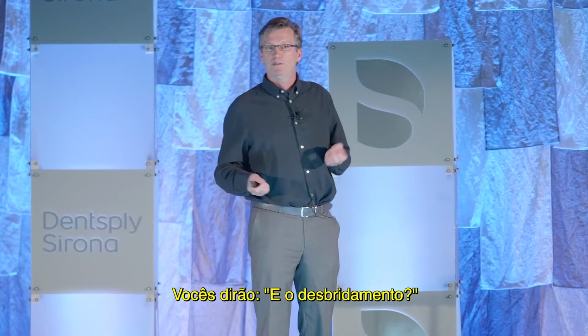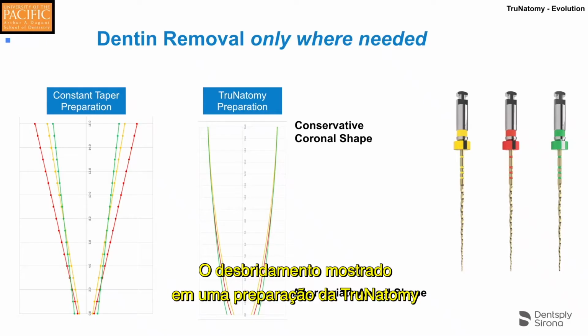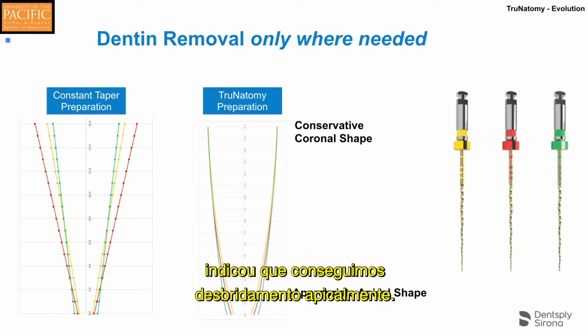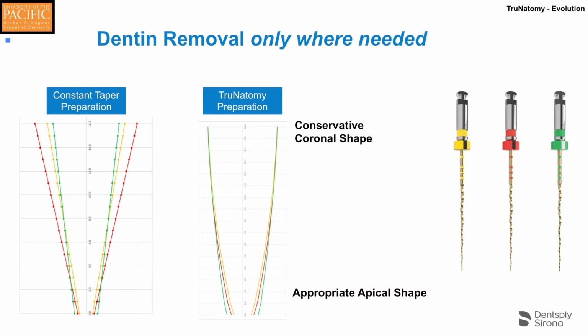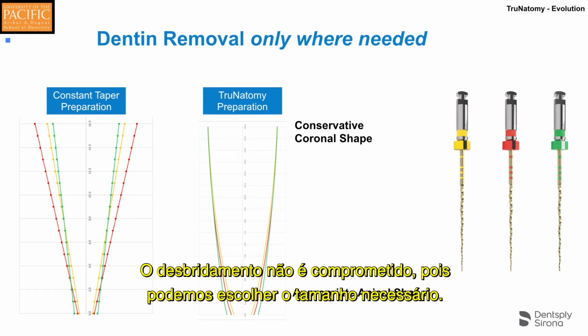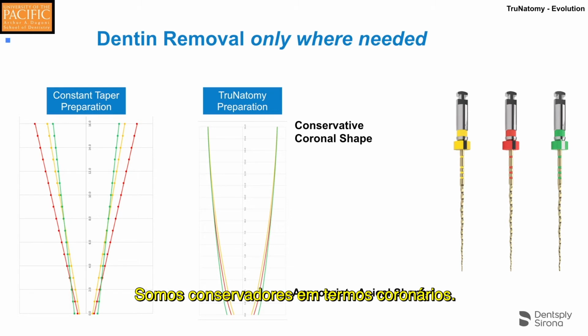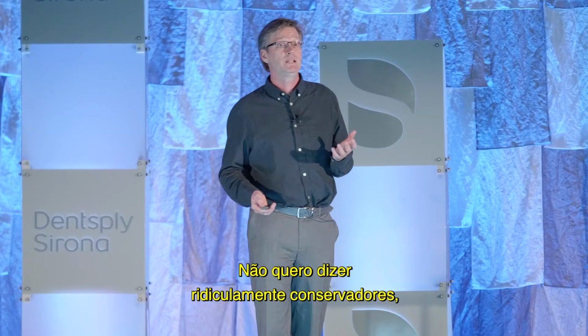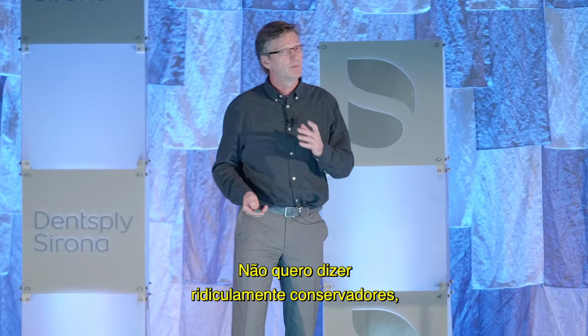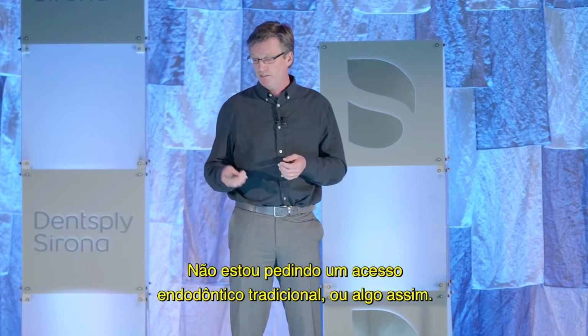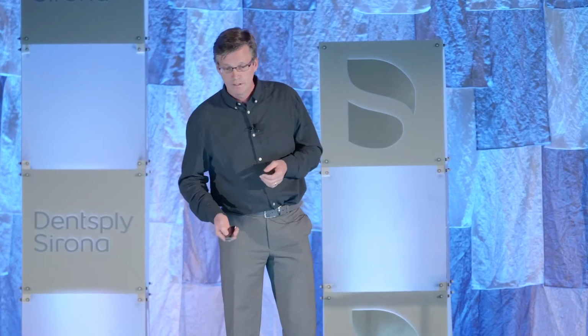You will say, okay, how about debridement, right? So the debridement shown in the TruNatomy preparation indication, the debridement is accomplished, of course, apically. And the debridement is not compromised because we have different sizes where we can go to the size that we need. It's coronally where we are conservative. And I'm not meaning ridiculously conservative, right? I'm not asking you to prepare truss accesses or anything of that nature.